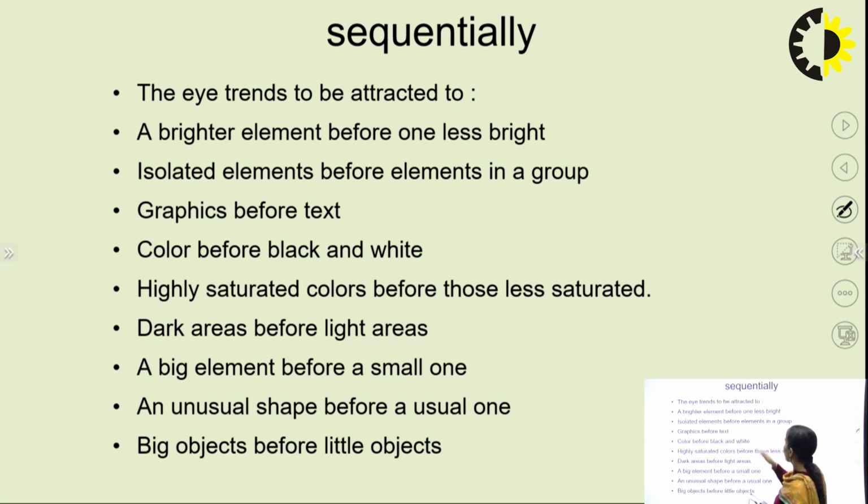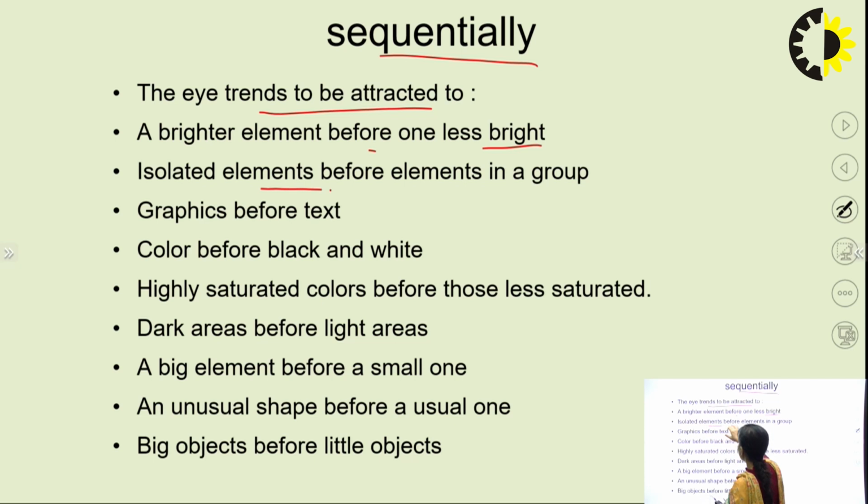The next is sequentiality. The eye tends to be attracted to a brighter element first, then less bright. Suppose I am wearing a bright color and another person is wearing a very dark, less bright color. Then people will go first to the bright color. The brighter element, then the isolated elements before the elements in a group. Why is this person sitting alone? Our eye will go first to that. Then we will look at the graphics before the text. Then colors before black and white. So our human eye tendency is to look for the colors first.